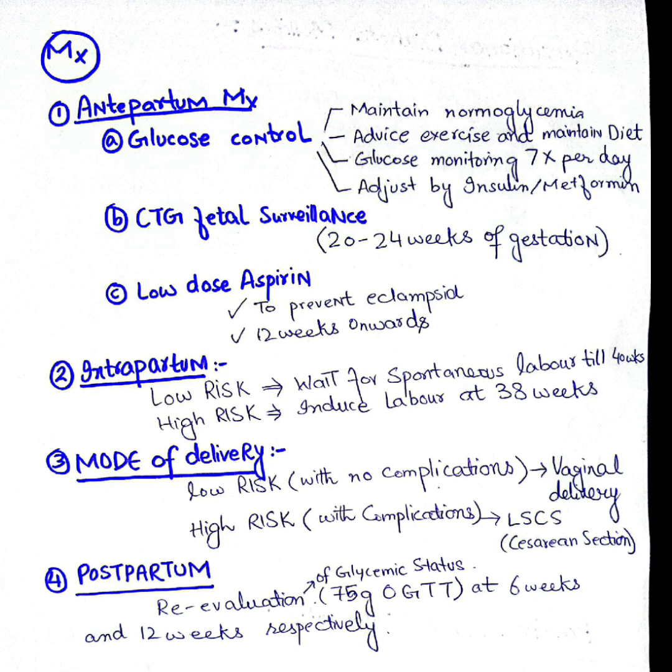Next is intrapartum management. In case of low risk patients, wait for spontaneous labor till 40 weeks of gestation. And in case of high risk patients, induce the labor at 38 weeks of gestation. Next, it is very important to decide the mode of delivery. In case of low risk patients with no complications, the vaginal delivery is done. And in case of high risk patients with complications, the C-section is done.